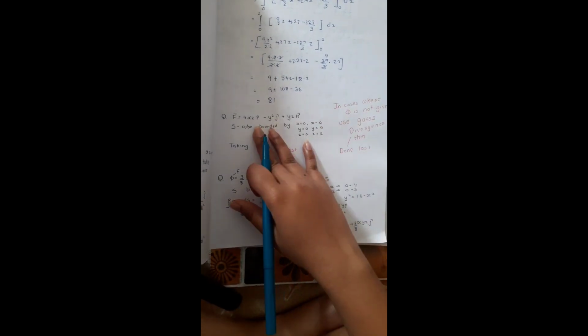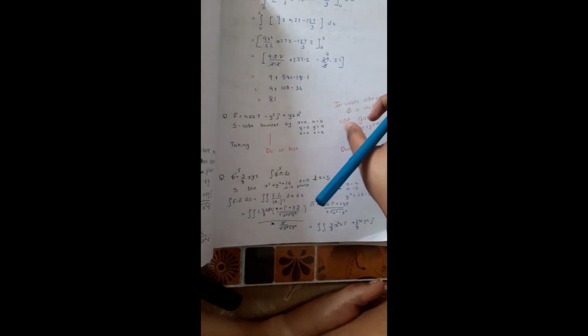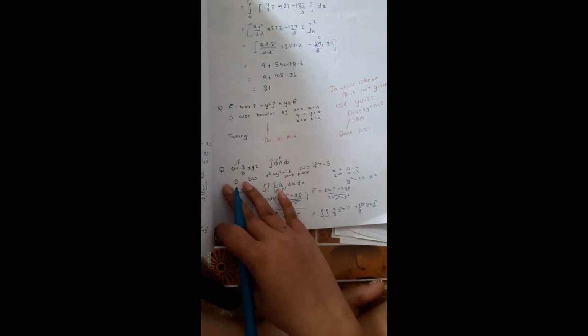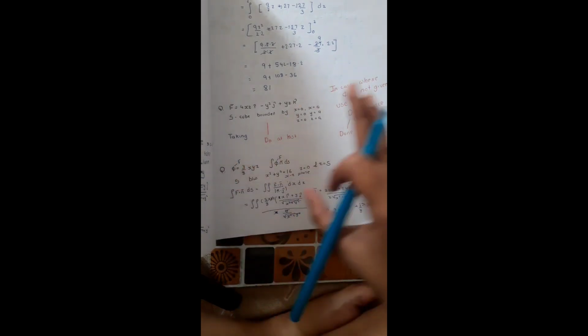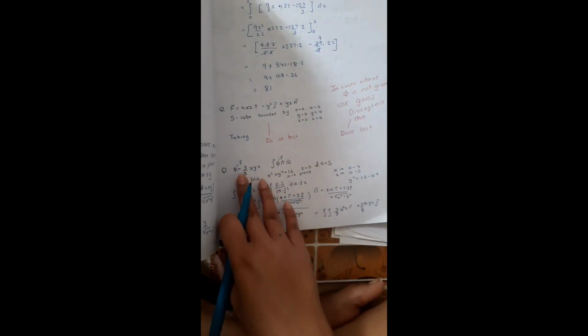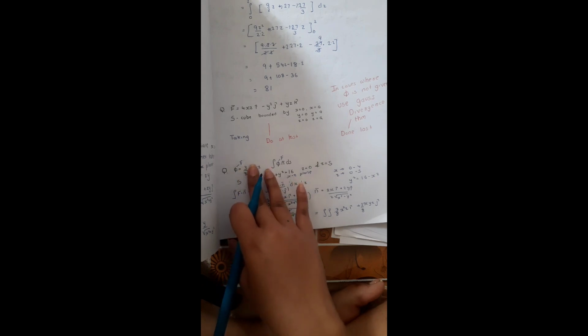Okay, now a tip for you: if phi is not given in any question, then use Gauss divergence theorem that we will study later on in this video series. Okay, one more example for you where variables are changed but the concept remains same. Okay, like they can give phi as f bar also.